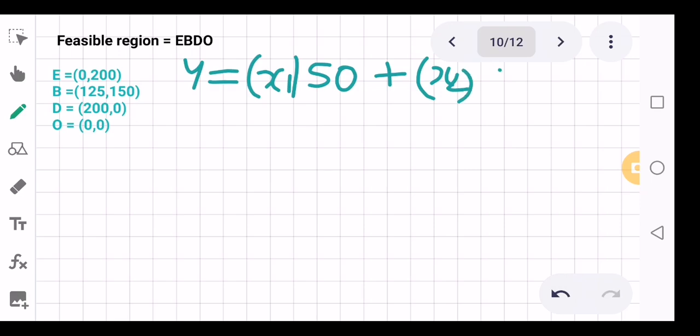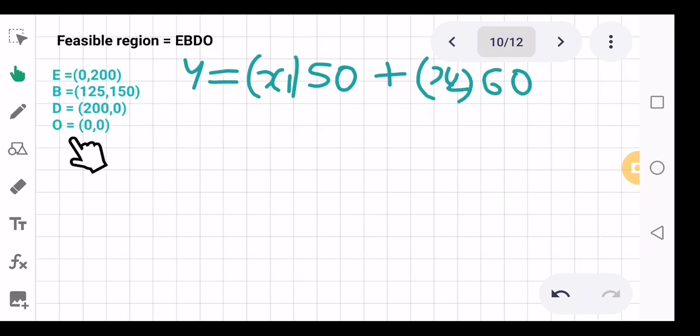If I wrote it wrong, it is x2 into 60. Okay, this is x2 into 60. This is x1 into 50 plus x2 into 60. We want our profits to be as much as possible. So to increase this, x1 and x2 have to be the highest numbers.